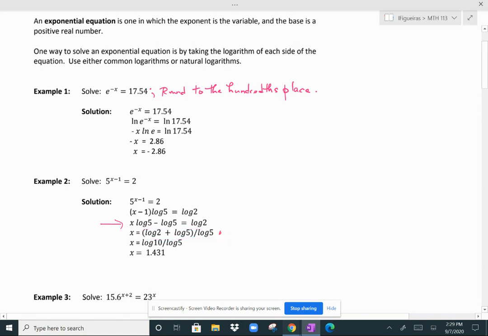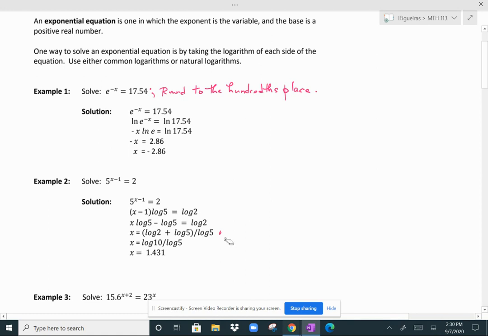Log of 2 and log of 5, you can input them like that in a calculator if you want, but you could also use the log laws to collapse it down to a single logarithm. Remember, the sum of logs is the same as the log of the product, and 2 times 5 is 10. So log of 10 divided by log of 5. At this point you would have to input into a calculator exactly the way you see it. And here our x is 1.431.